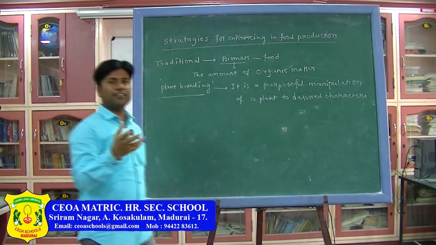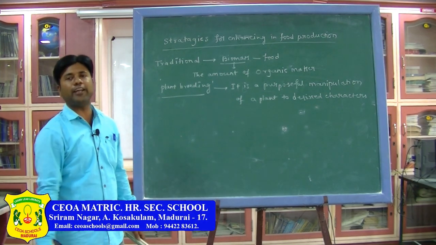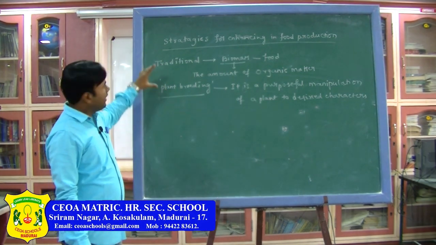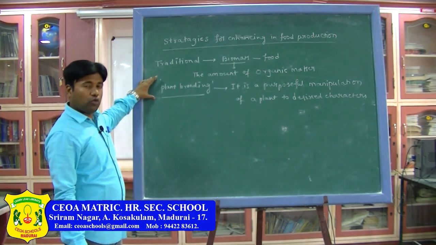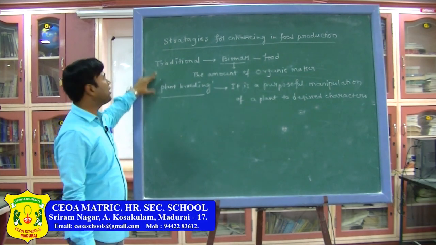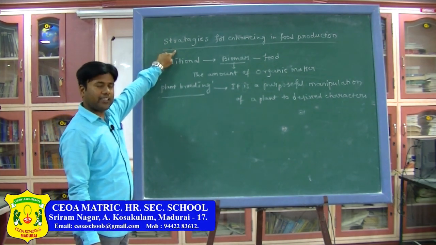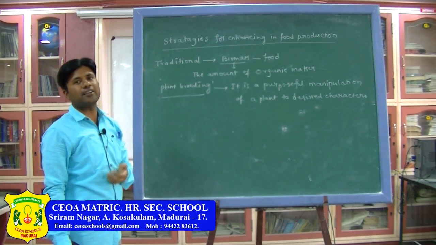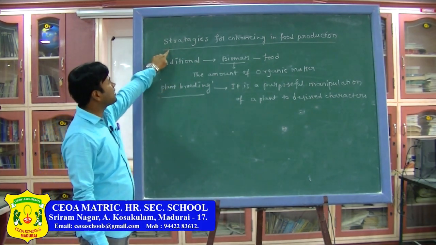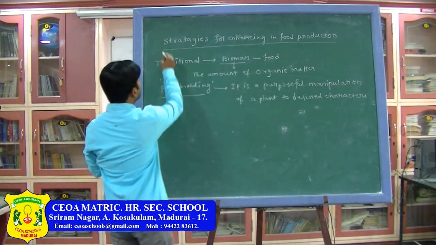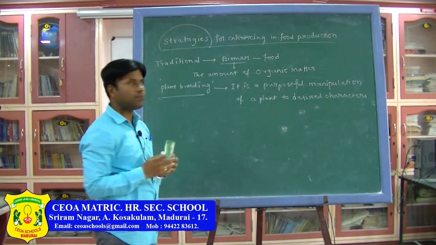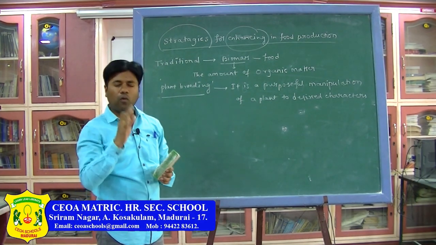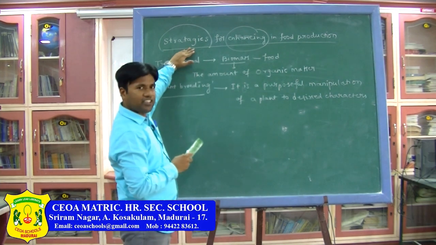So, we take one plant, and from that plant, if we want to get a new plant which has desired characteristics, for that purpose we have to go for plant breeding. In plant breeding there are some steps. Whatever steps and techniques we have, we call those strategies. The steps and techniques we follow in order to enhance the productivity or the resistance of the crop, all those steps we call strategies. For what purpose do we use these strategies? To enhance food production.